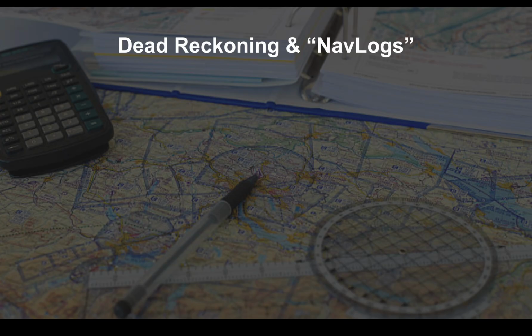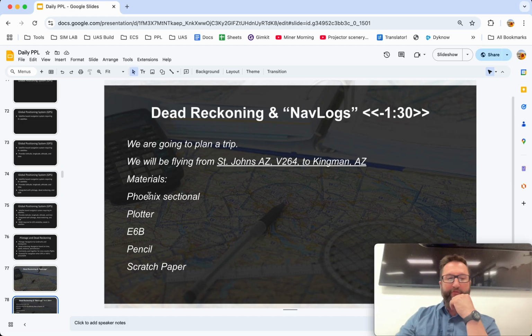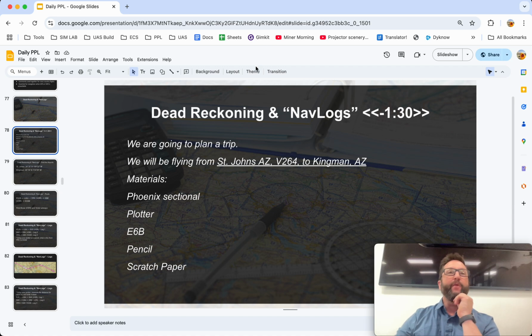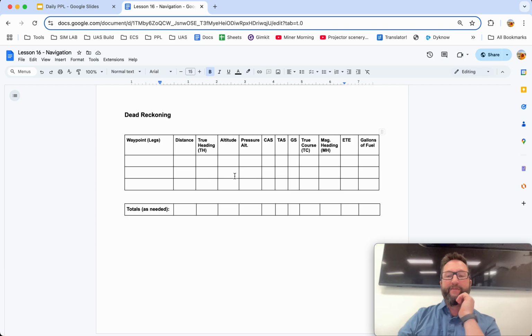So we're going to talk about dead reckoning and nav logs. This is going to be an introduction to this. And in class, we're going to plan a trip where we're flying between two different places, and we're going to be filling in this nav log here. Let me get a picture of it from your notes. Basically, you're going to have this little nav log, and we're going to fill this in.